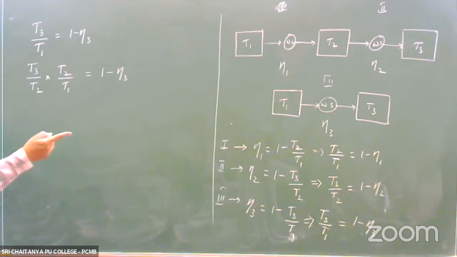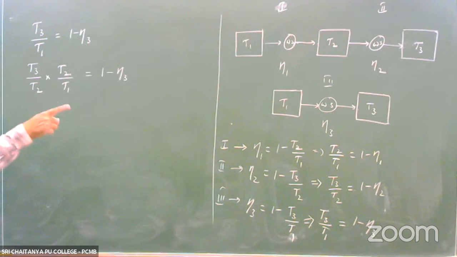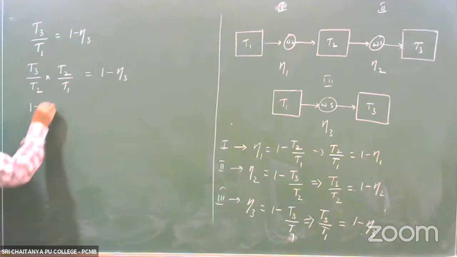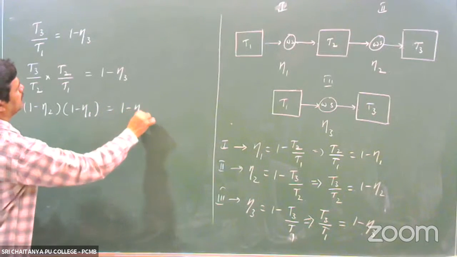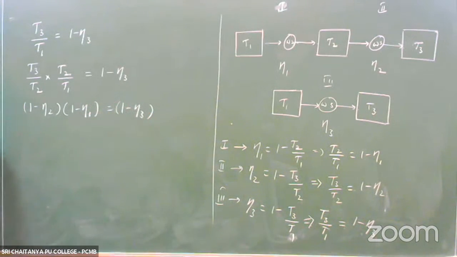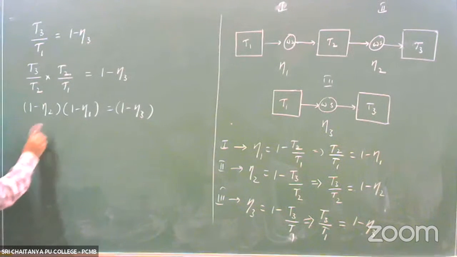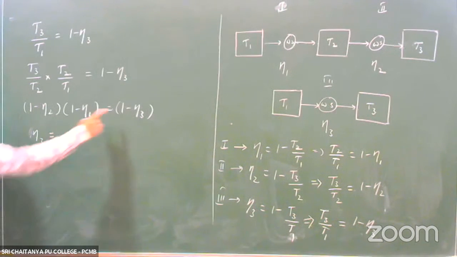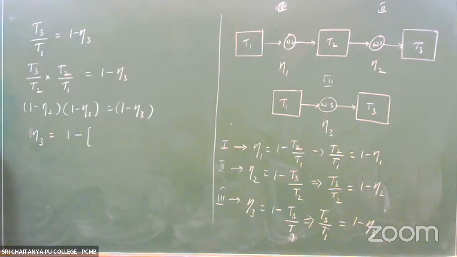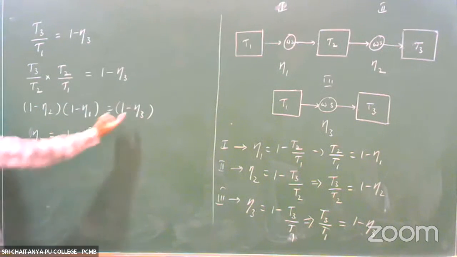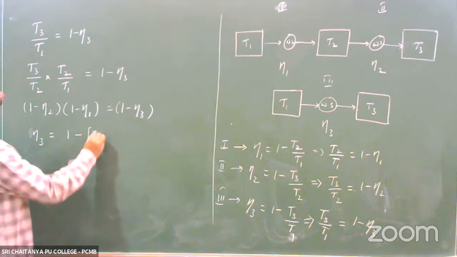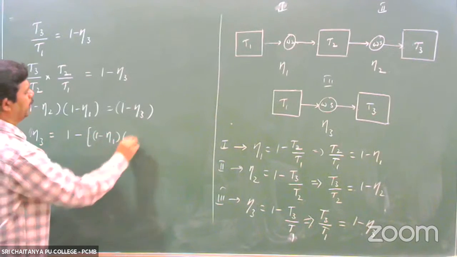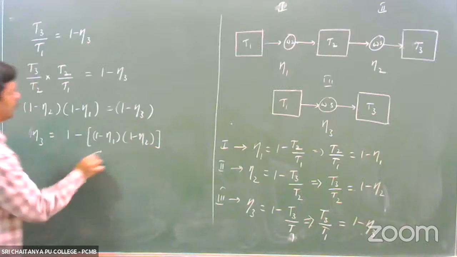T3 by T2 is 1 minus eta 2, T2 by T1 is 1 minus eta 1. This is 1 minus eta 2 into 1 minus eta 1. This is 1 minus eta 3. This is the relation. Then I want eta 3. Eta 3 is equal to 1 minus of this total on that side. This eta 3 comes onto this side plus and it goes onto that side minus total. So eta 3 equals 1 minus (1 minus eta 1) into (1 minus eta 2). That's it.